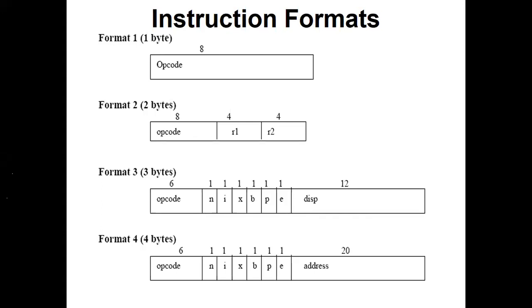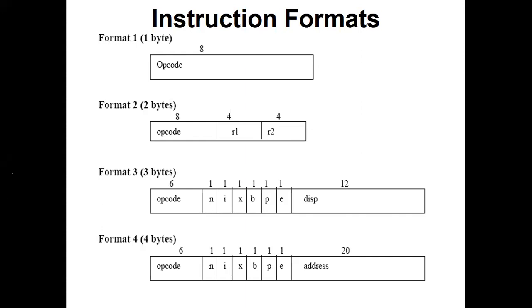Can I repeat that one? If B is a 1 and P is a 0, that means base addressing. B1, P0, that means base addressing. Okay?